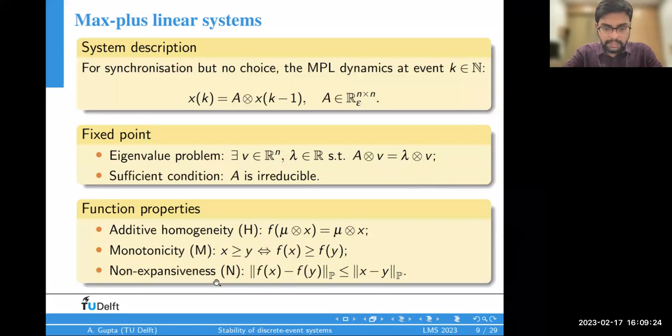Again, these are mathematical properties. Of course, as engineers, we like to find meaning in everything. So there is a physical meaning associated with these properties as well, and that's why they are actually necessary for the application, and they help us a lot in analyzing the system.